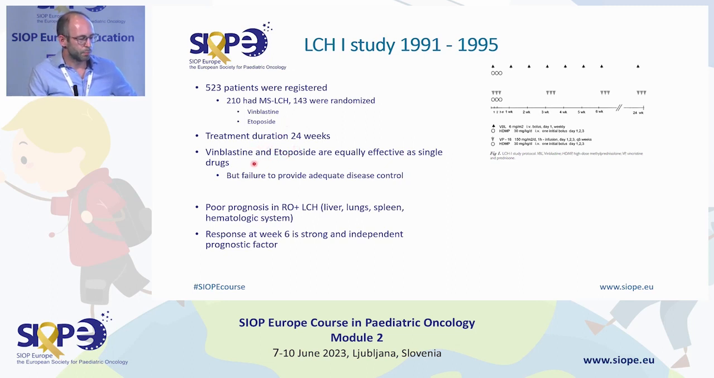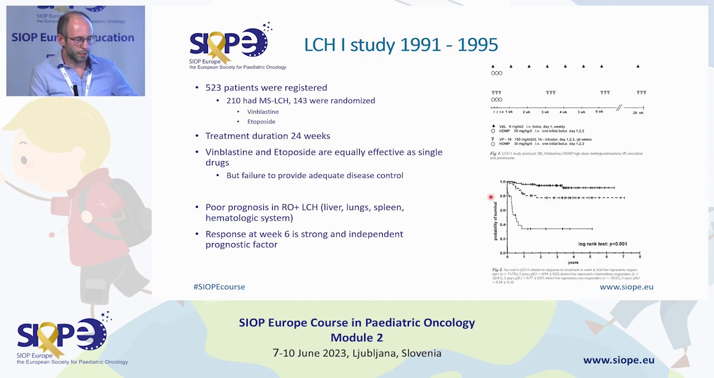This study proved that vinblastine and etoposide with steroids are equally effective as single drugs, but there was a high reactivation rate. This treatment strategy did not provide adequate disease control. In this first study, it was clear that patients with liver, lung, spleen, and hematologic system involvement had a particularly poor prognosis. The response at week 6 was also a strong prognostic factor. Patients who did not respond to treatment at week 6 had a poor prognosis.